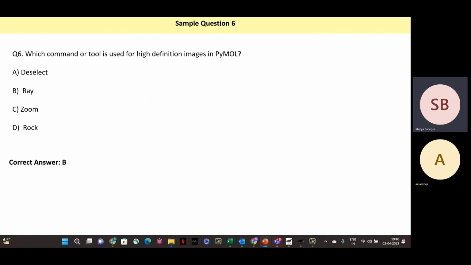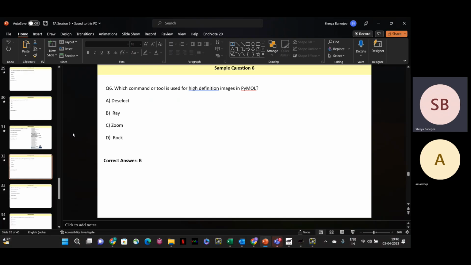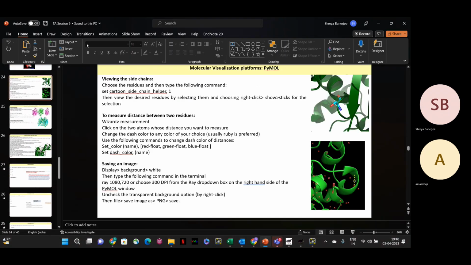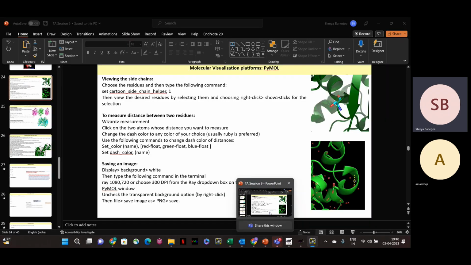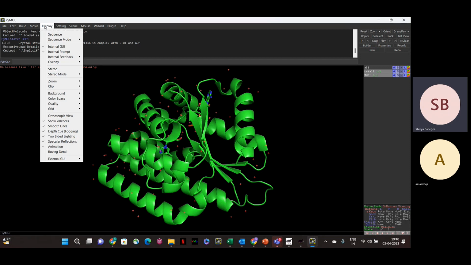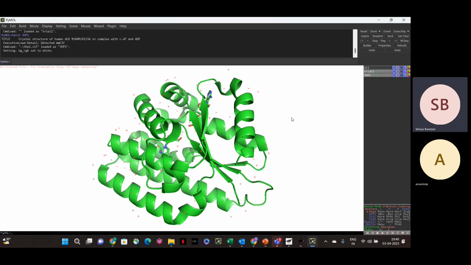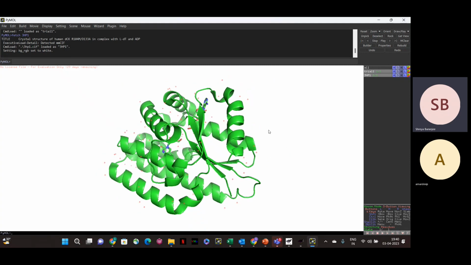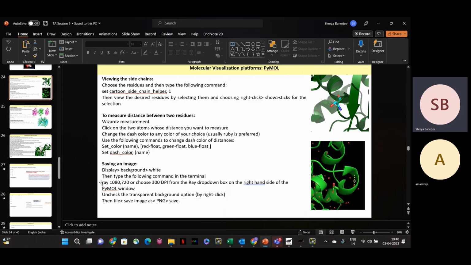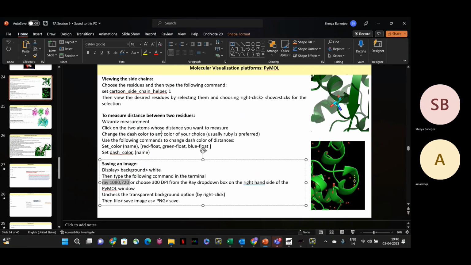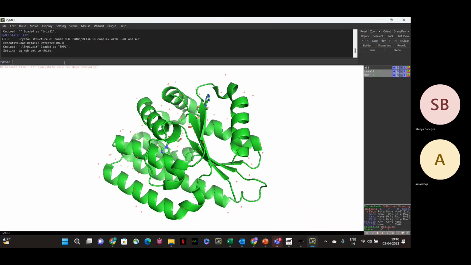So the correct answer is B, ray. I'll demonstrate this right now. First we have to make the background white, so display background white. Once you have done that, you can see this image is not very good, that it is blurry in some places. So you have to give a command, which is this command, ray 1080, 720. So this ray command makes the image more high definition.